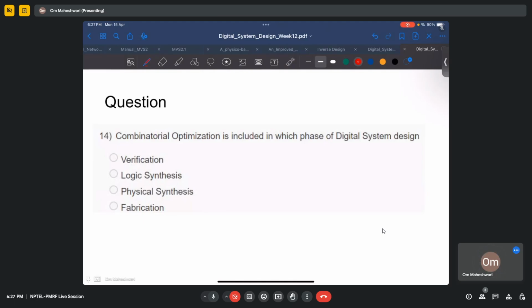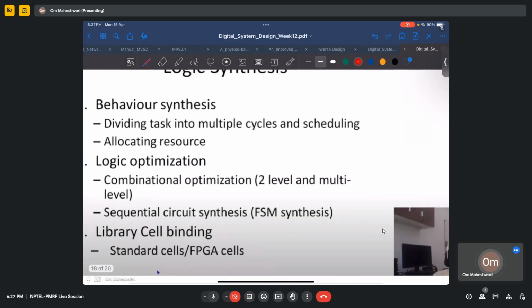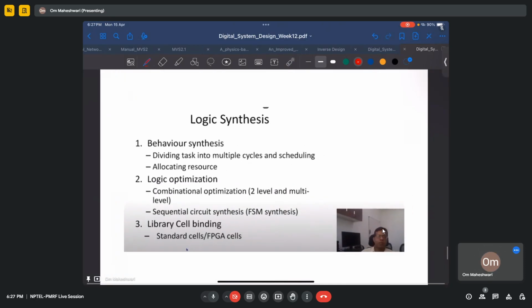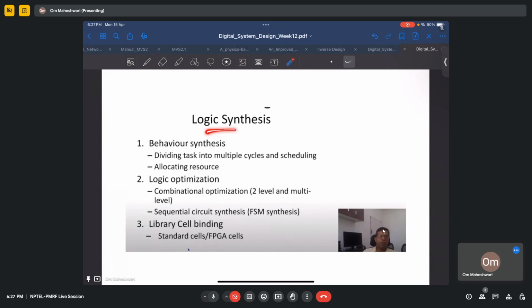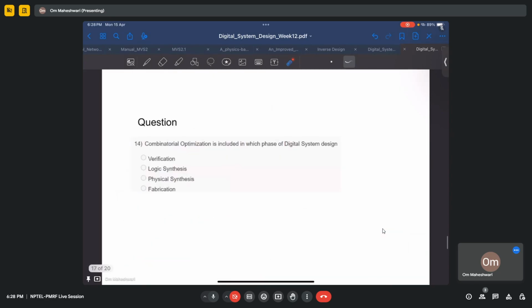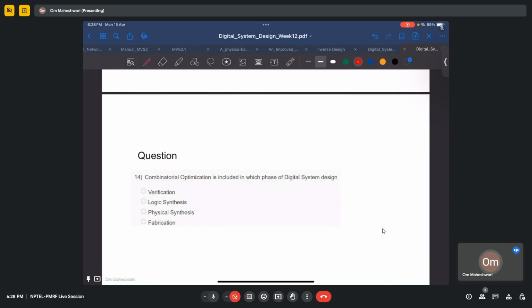So, if you remember the video, in logic synthesis, the logic optimization, we do the combinational optimization. First, we define what we want to do with the circuit in the Verilog code. Then we do the optimization. As we have seen in the previous few weeks, the state machine optimization is an example. So this comes in logic synthesis.